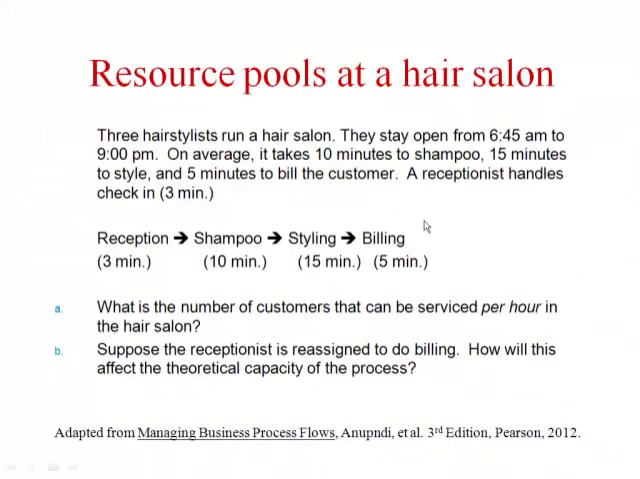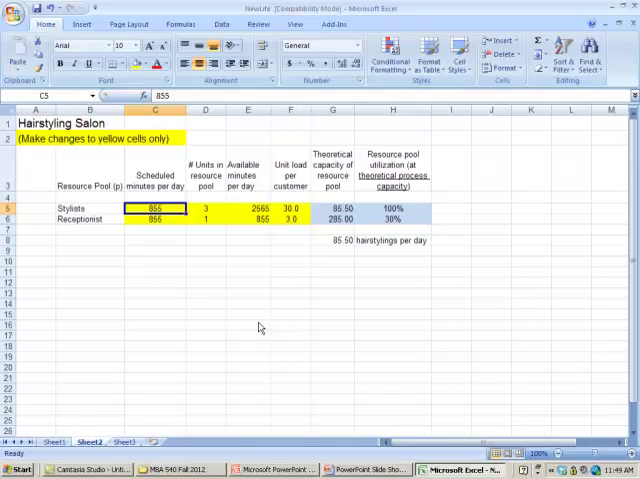Now, if we go back to what our question is, what is the number of customers that can be serviced per hour in the hair salon? Well, we can go back to the spreadsheet, and if we can do 85.5 per day, we figure we're open for 14.25 hours per day, and it's a simple matter of doing some simple division there. The more interesting question is the second one.